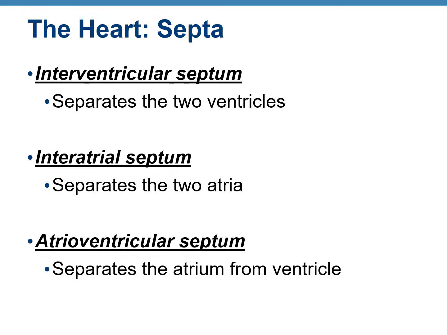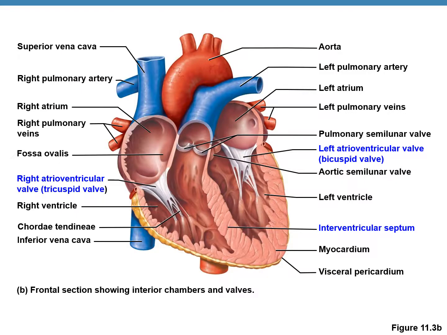There is another wall which is present between the atrium and its corresponding ventricle. So it is present on the left side as well as right side. It's a continuous wall. It is known as atrioventricular septum, and in the atrioventricular septum there are windows that allow blood to flow from the atrium to their corresponding ventricles. This figure clearly shows the interventricular septum.